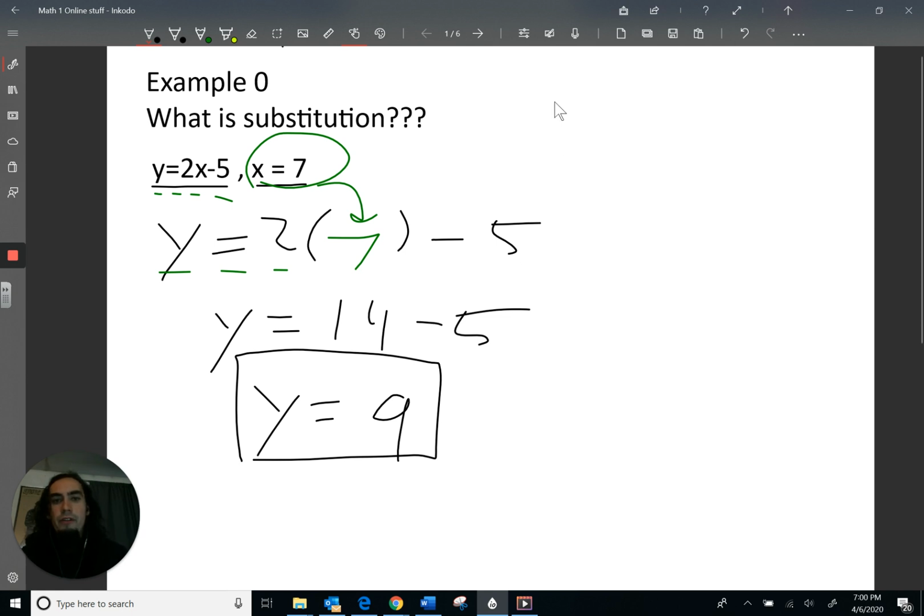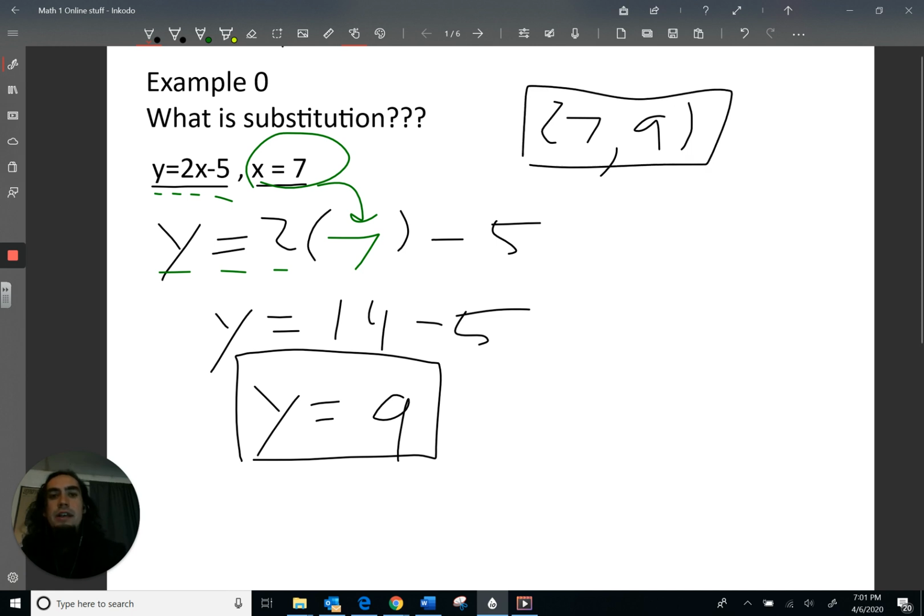We want to make sure that our final answer is written as a coordinate. So we know that x is 7, so we can make 7 our x value. And we know that y is 9, so we can make 9 our y value. And there we go. Now we've got our final answer, (7, 9). And that's that. Okay, so this is substitution in its basics. We know that x is something, so we're going to plug in or substitute that something in for x, just like we did right here.